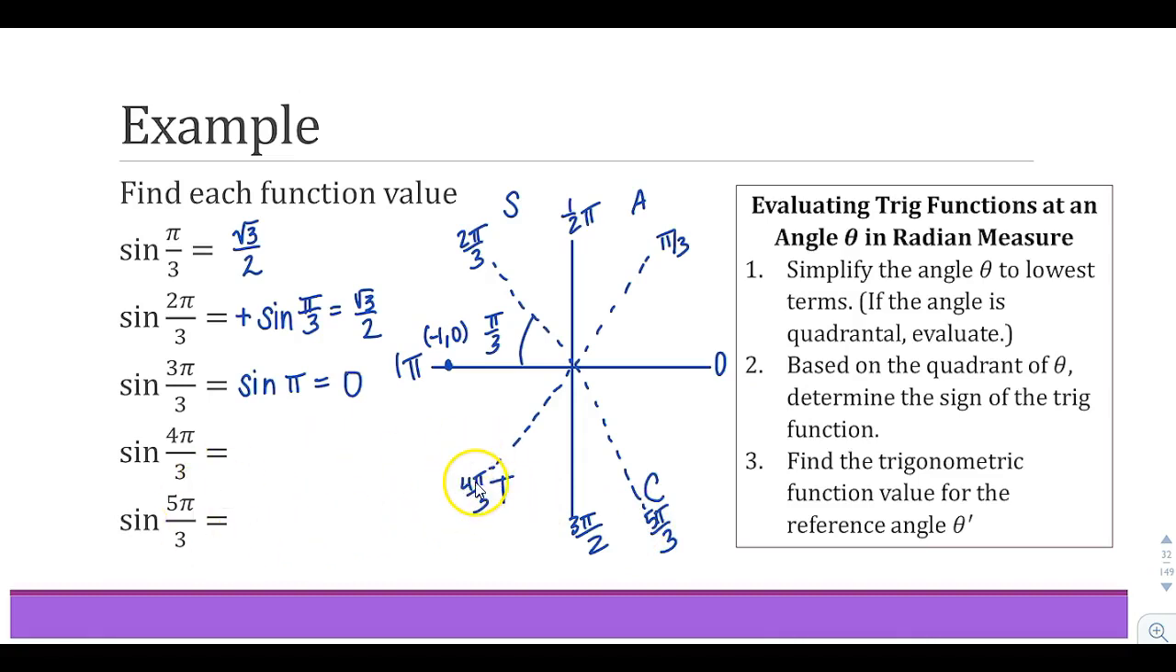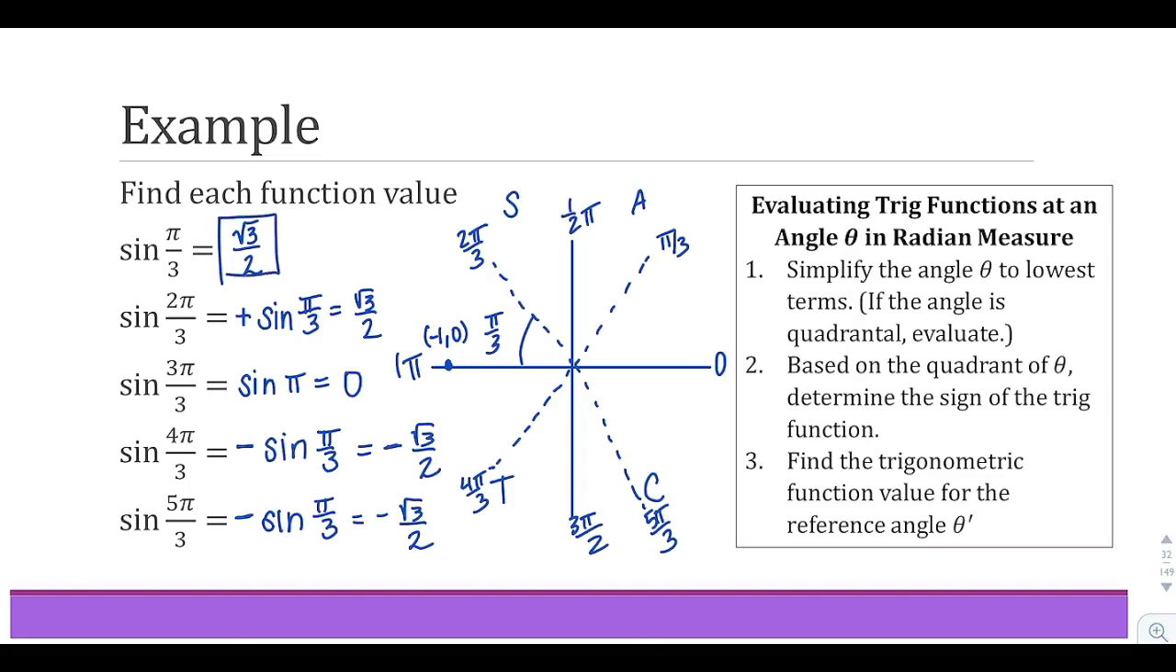So 4 pi over 3 is in quadrant 3. And only tangent is positive there. So this will end up being a negative sine of the reference angle, negative sine of pi over 3. So negative radical 3 over 2. And sine of 5 pi over 3, so 5 pi over 3 is in quadrant 4, and only cosine's positive there, so we get negative sine of the reference angle, and that's again negative radical 3 over 2.